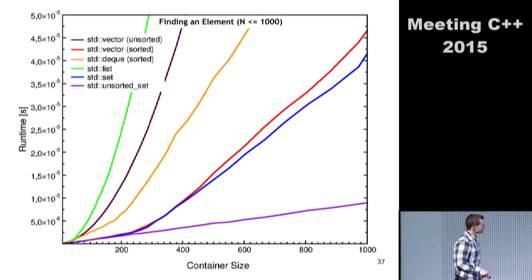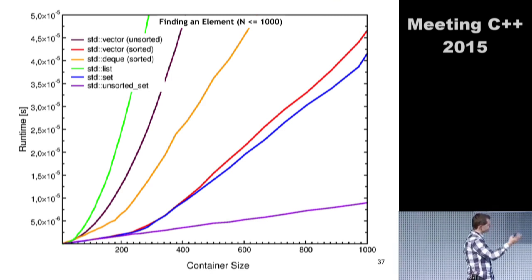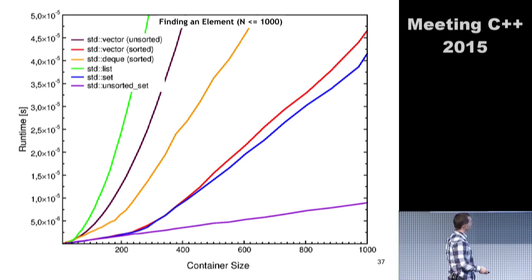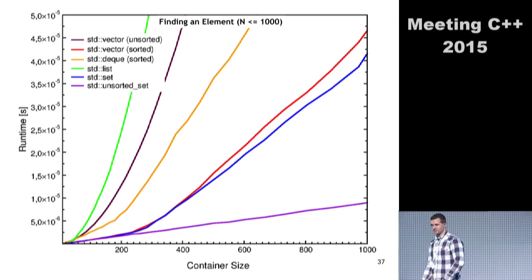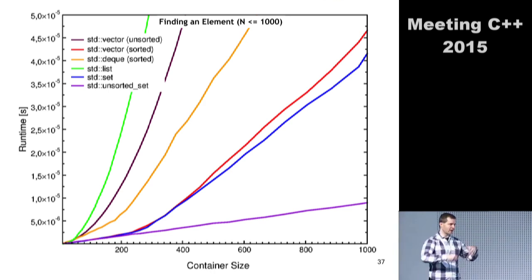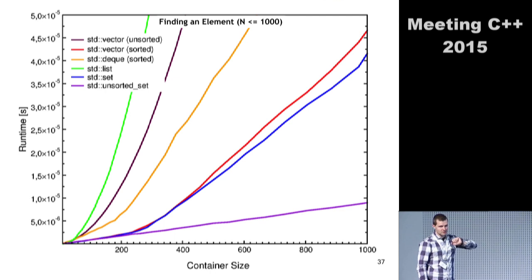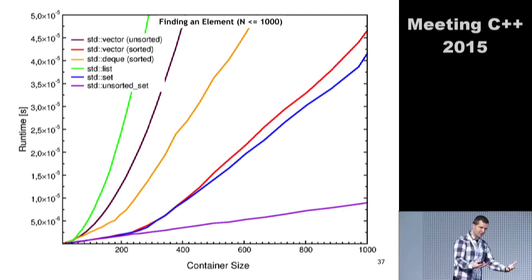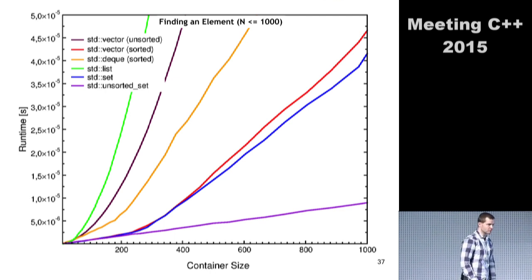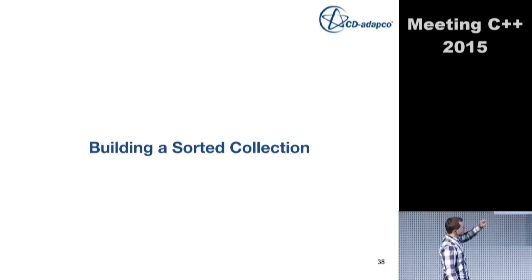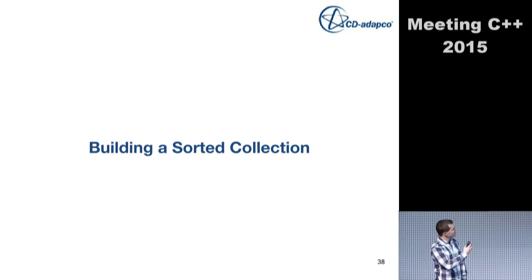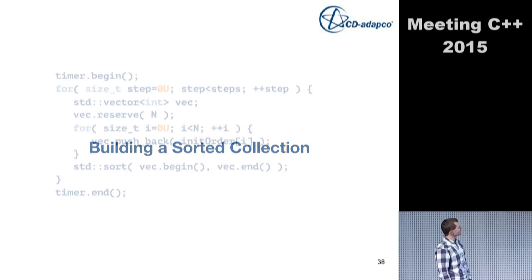Okay, I know what you're thinking. Well, a sorted vector costs something. A sorted vector, of course, I have to sort the thing first. So there is an additional cost that I did not measure here, and this is building the data structure. Inserting all the elements and then doing the sort. Let's just take a quick look at what creating a sorted collection actually takes.